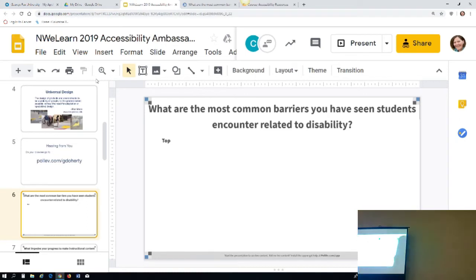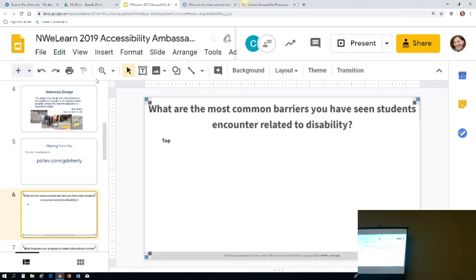We'll forego Poll Everywhere. I think we have a nice size group that we can just call out some ideas. So the first question that we think is helpful is just identifying the common barriers that we've seen students deal with. What do we typically see on our campuses that we need to address for accessibility? Are there certain things that are big themes for you?